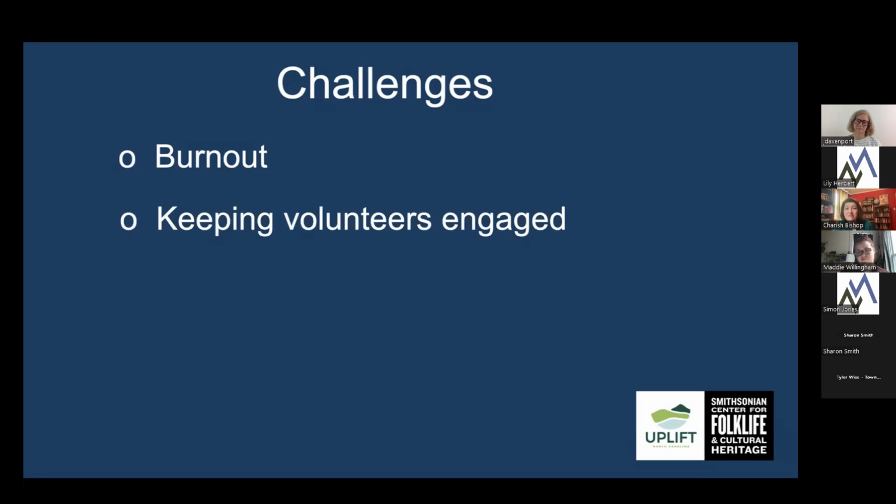Or perhaps it's just keeping volunteers engaged during the day with their roles, right? Perhaps it's just a tedious role and they get bored with it, right? Keeping volunteers engaged can be tricky, right? Perhaps they're just distracted on their phones if you have teens coming in, right?